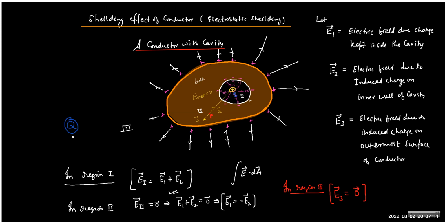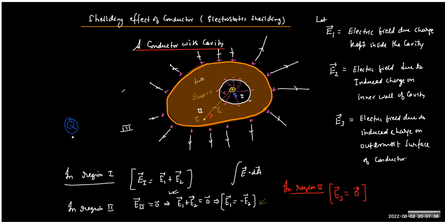Because the E1 direction we know already, and because the net is 0, the E2 is bound to be opposite in direction. So only with logic you can find the direction, not with actual calculation. You have to just remember the logic: what you know and what you don't know. Is this clear, guys? Yes, sir.